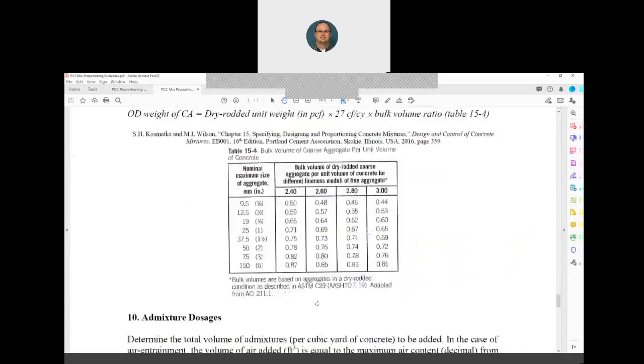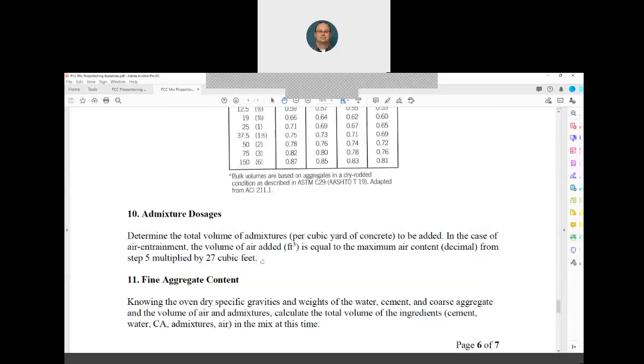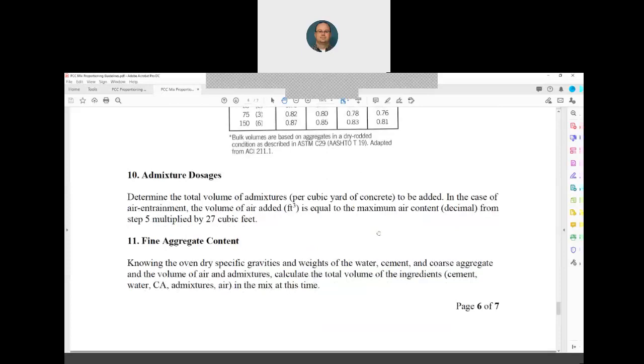There are also admixtures, which there are examples of. All right, fine aggregate content. Knowing the oven dry specific gravities you just learned about this week, and the weights of the water, cement, and coarse aggregate and the volume of air and admixtures, calculate the total volume of ingredients, cement, water, coarse aggregate, admixtures, and air in the mix at this time. Remember, everything has to equal 27 cubic feet.